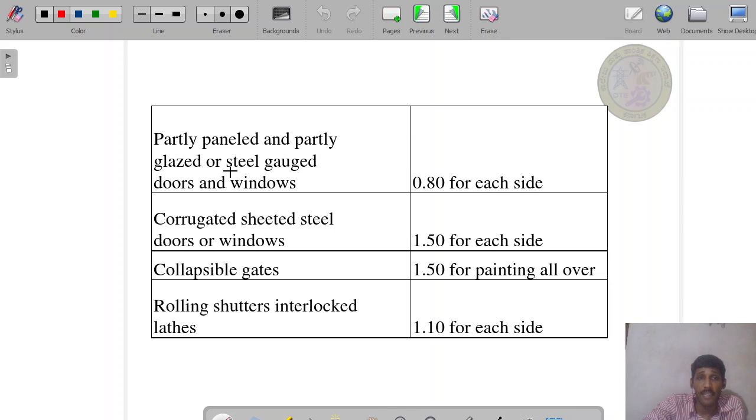Partly paneled and partly glazed or gauged steel doors and windows 0.8 on each side. Corrugated sheeted steel doors or windows 1.5 for each side. Collapsible gates 1.5 for painting all over. Rolling shutters, interlocked lathe, 1.1 for each side.